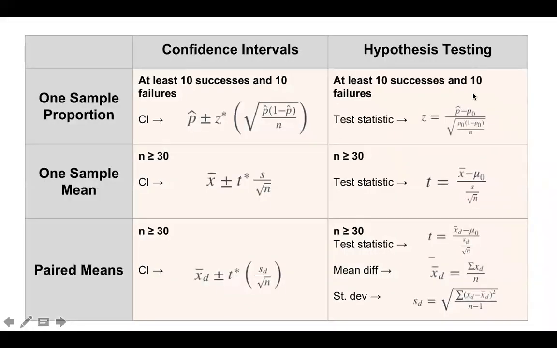So this is everything that I basically just talked about summed up in one chart. So we talked about one sample proportion, one sample mean, and paired means, and we talked about each of their confidence intervals and hypothesis tests. So when you're looking at this, you can kind of see the patterns in each of them, and it makes it, I think, a little less overwhelming.